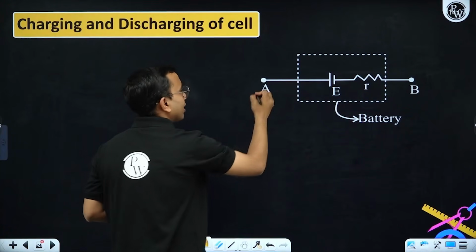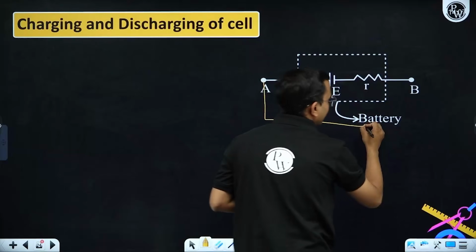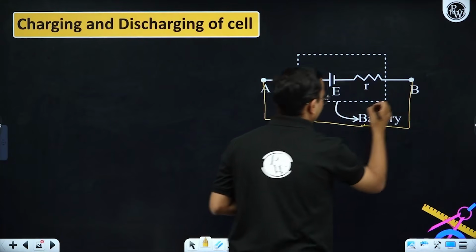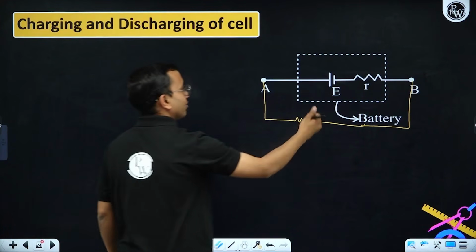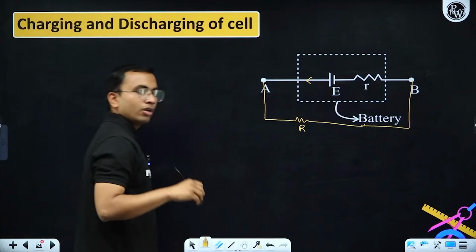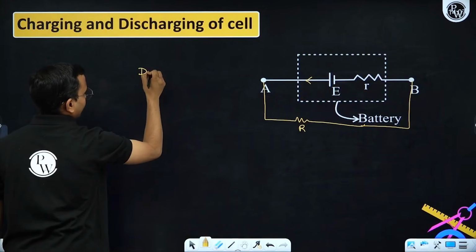Now I connect a resistance. Let us take, I connect a resistance R. Here the battery will supply current. So which condition is it? Discharging. So this is my discharging condition.